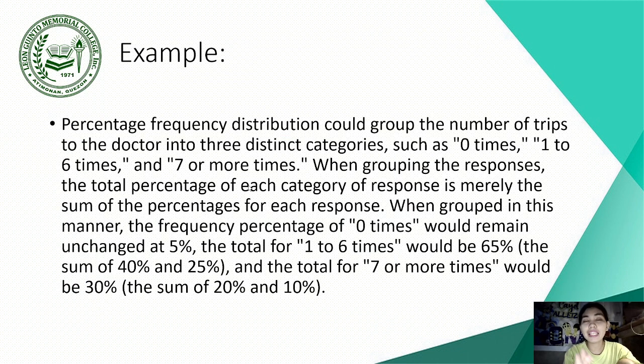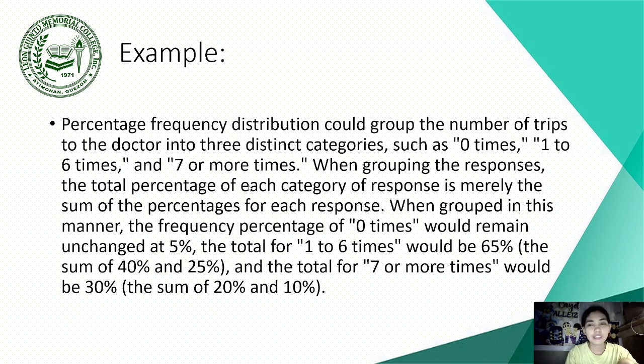So if you don't get the first example, don't worry, because I got you. I prepared another example so that you can further understand how to calculate a percentage distribution. So I have here this sample situation. Percentage frequency distribution could group the number of trips to the doctor into 3 distinct categories, such as 0 times, 1 to 6 times, and 7 or more times.